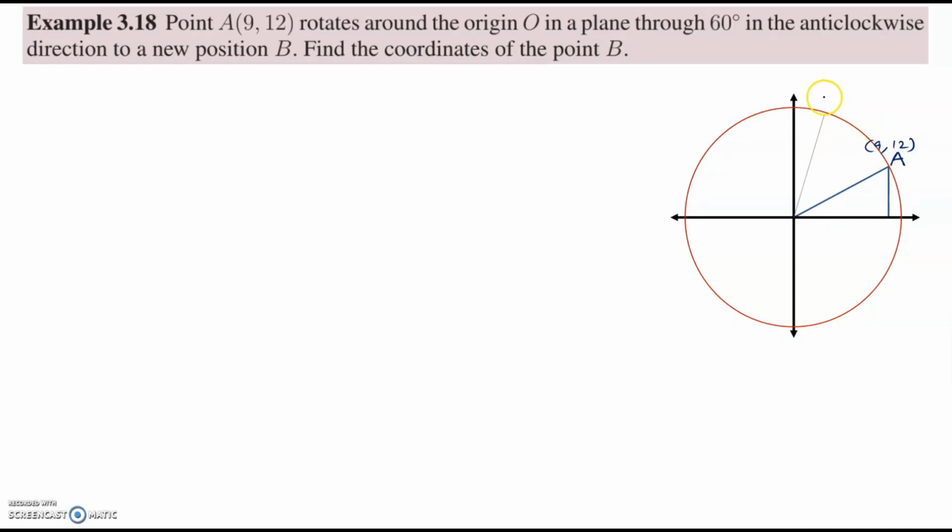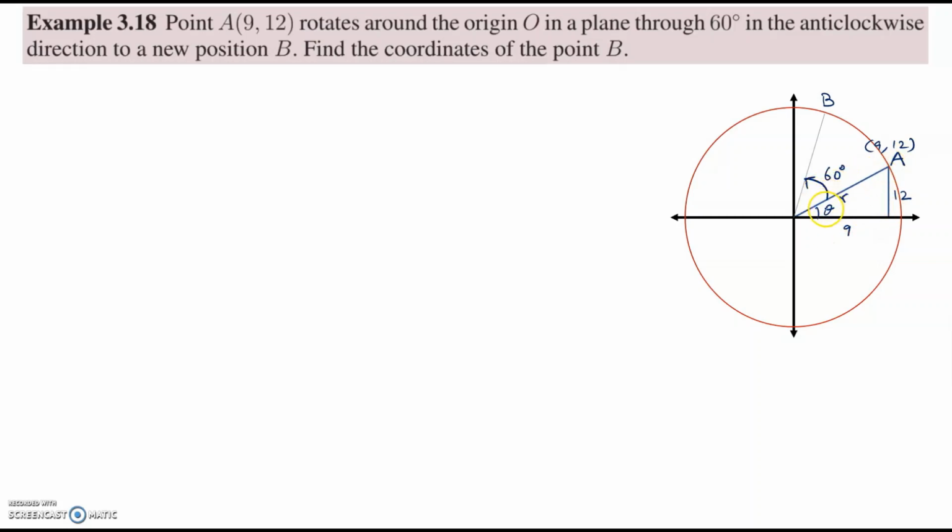And you need to find the coordinate of this point B, where the angle from A to B, which is in the anti-clockwise direction, is given as 60 degrees. Now the radius, let us consider, of this circle to be R. And so this length here would be 9, which is the x coordinate value here, and this length here would be 12, which is the y coordinate value here. So this angle, let's consider this to be theta.